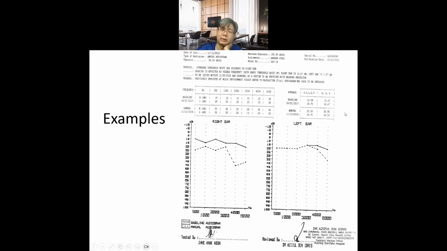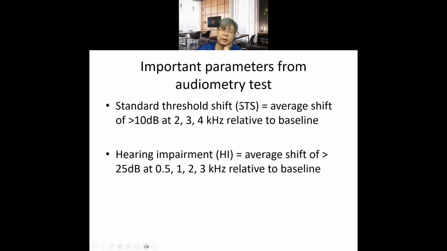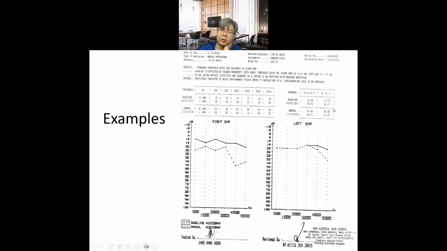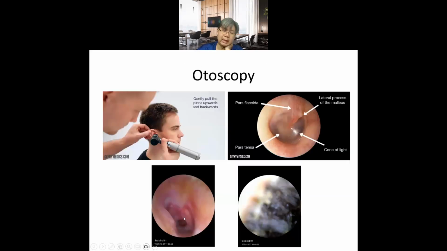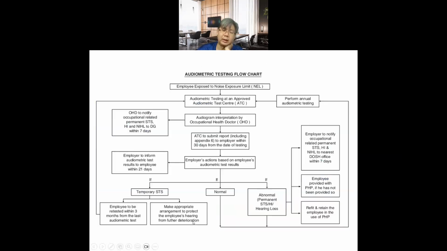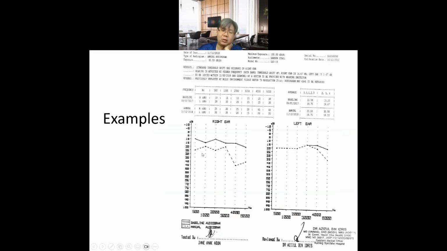Here, this is for the standard threshold shift, for the right ear. The annual is 30, the baseline is 13.3. If you subtract and the difference is more than 10, then you say a standard threshold shift occurred in the right ear. For example, this person with a perforated tympanic membrane has a very low baseline, say 40, and the annual is also 40. This person has a big impairment, but there's no standard threshold shift, because if you subtract the baseline, it's less than 10.